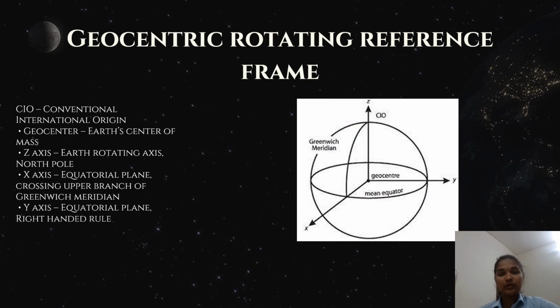Then the geocentric rotating reference frame. Here geo means the conventional international origin, and the Earth is the center of mass. The z-axis is the Earth's rotational axis, the x-axis is in the equatorial plane crossing the upper branch, and the y-axis is also in the equatorial plane. We can visualize this geocentric rotating reference frame by using the right hand rule.